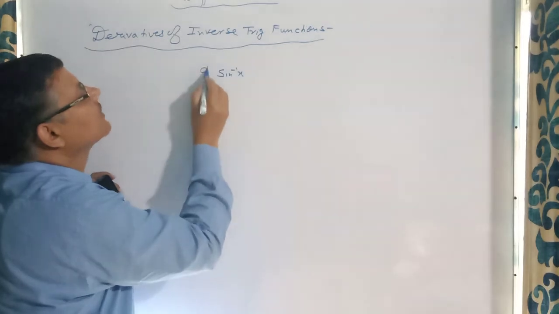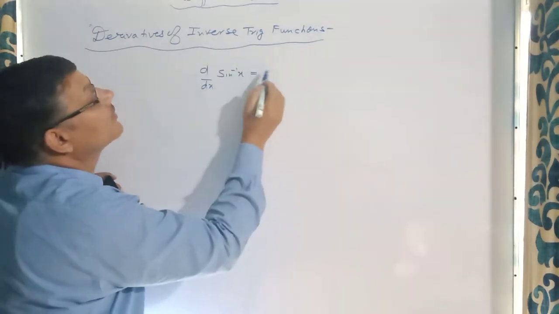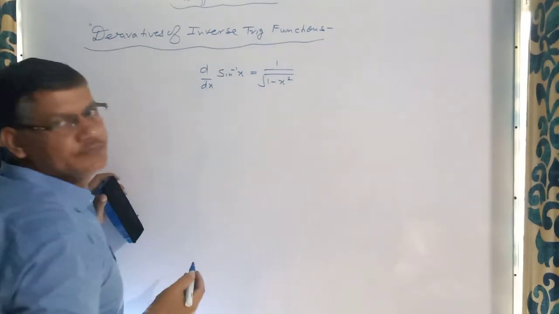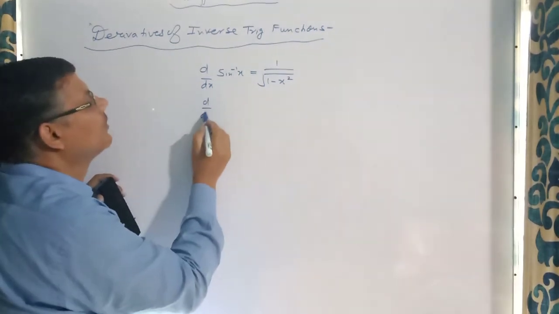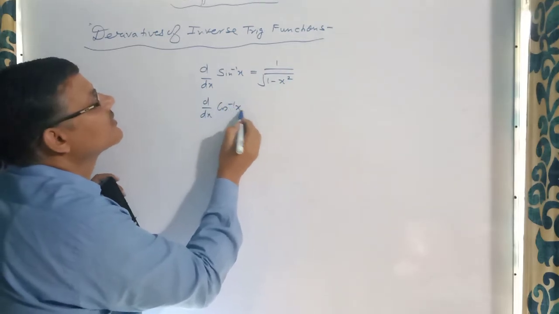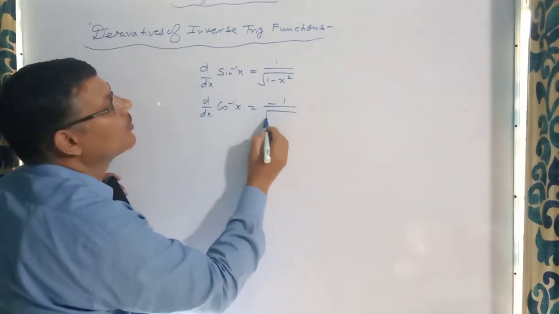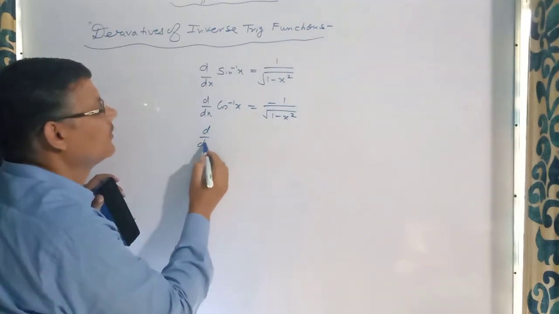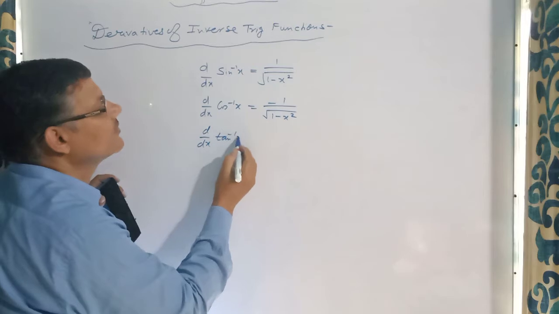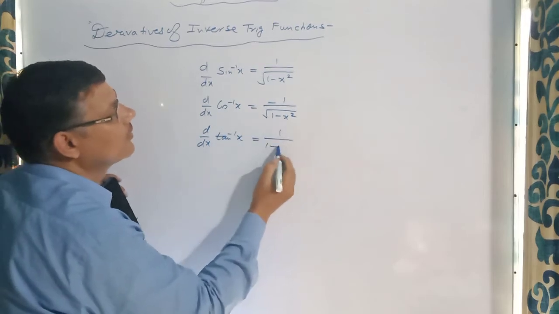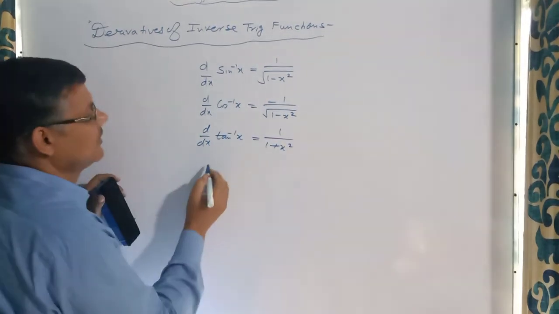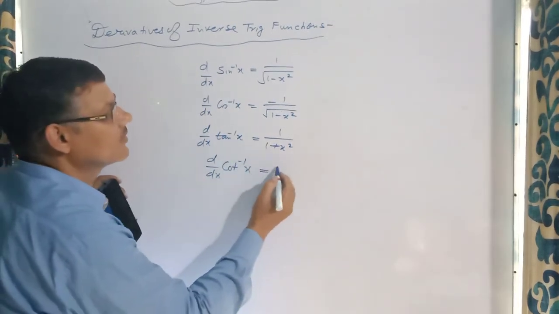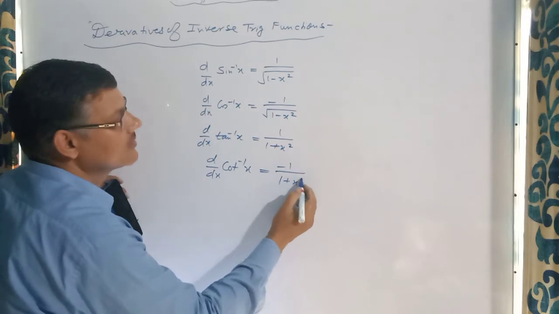Sin inverse x, its derivative is equal to 1 by root over 1 minus x square. Derivative of cos inverse x is equal to minus 1 by root over 1 minus x square. Derivative of tan inverse x comes as 1 by 1 plus x square. Next one, derivative of cot inverse x is equal to minus 1 by 1 plus x square.